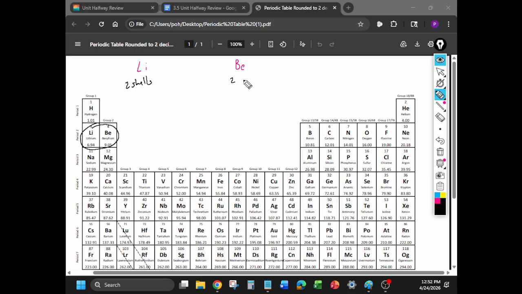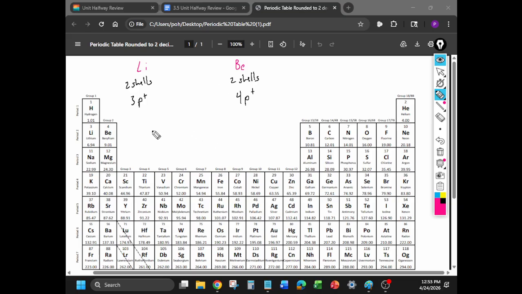Okay, so they both have 2 shells, so we got to look at a different criteria. We got to look at protons, right? If you look at lithium, how many protons does lithium have? 3. How many protons does beryllium have? 4. Good. Easy peasy. Okay, so if we were to draw this out, and you guys don't need to draw it, I just want to help you visualize it.